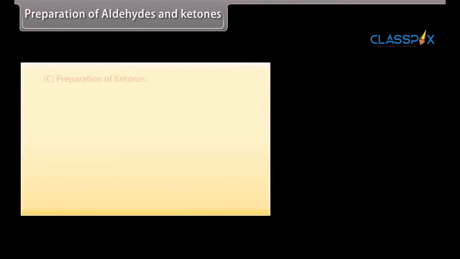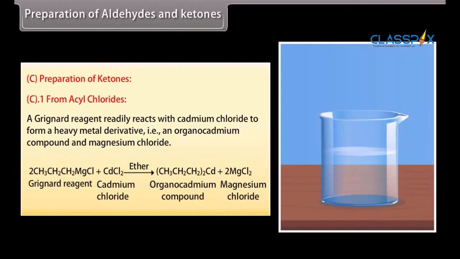Preparation of aldehydes and ketones. Preparation of ketones from acyl chlorides. A Grignard reagent readily reacts with cadmium chloride to form a heavy metal derivative, that is an organocadmium compound, and magnesium chloride.